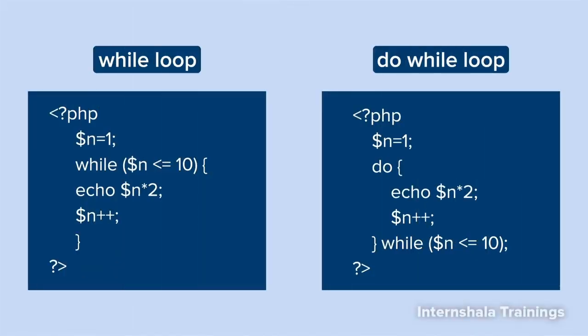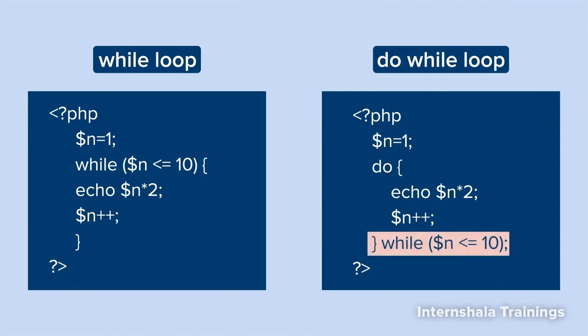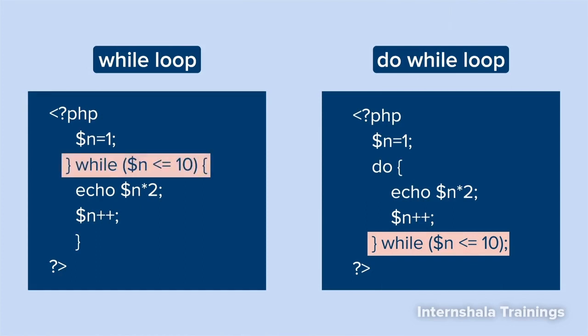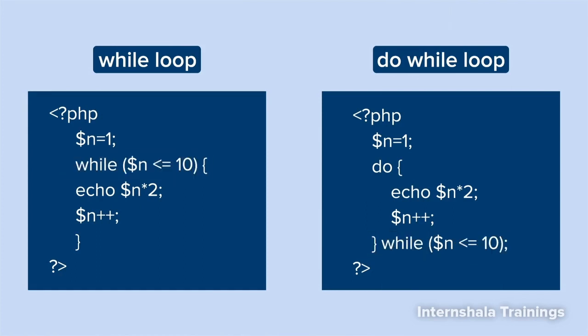To understand this loop, let us again come back to our previous code example. The do while loop is very similar to the while loop, except that here the condition is checked at the exit point instead of the entry point. This ensures that the code block inside the loop will run at least once, even if the condition fails for the very first time.